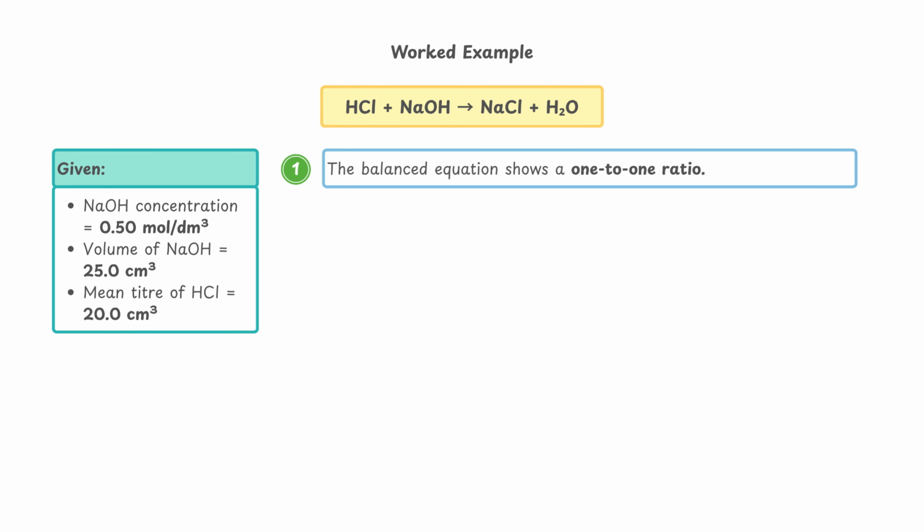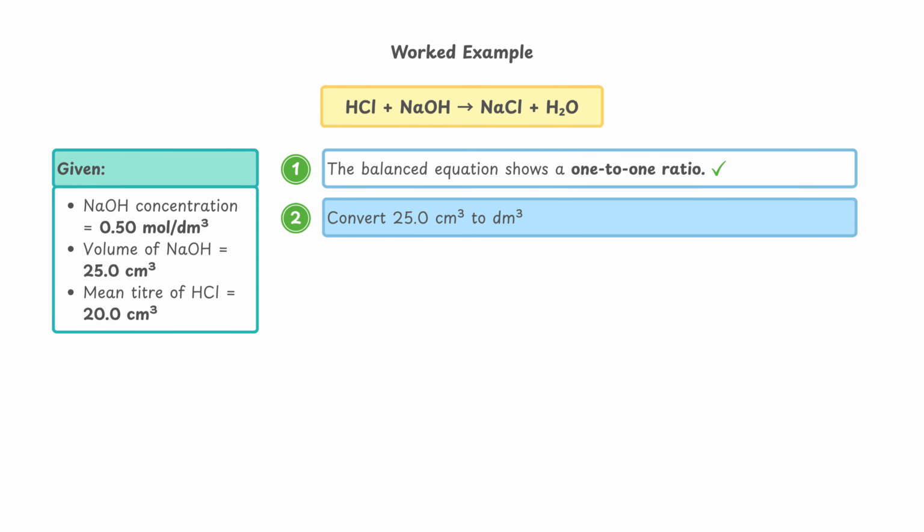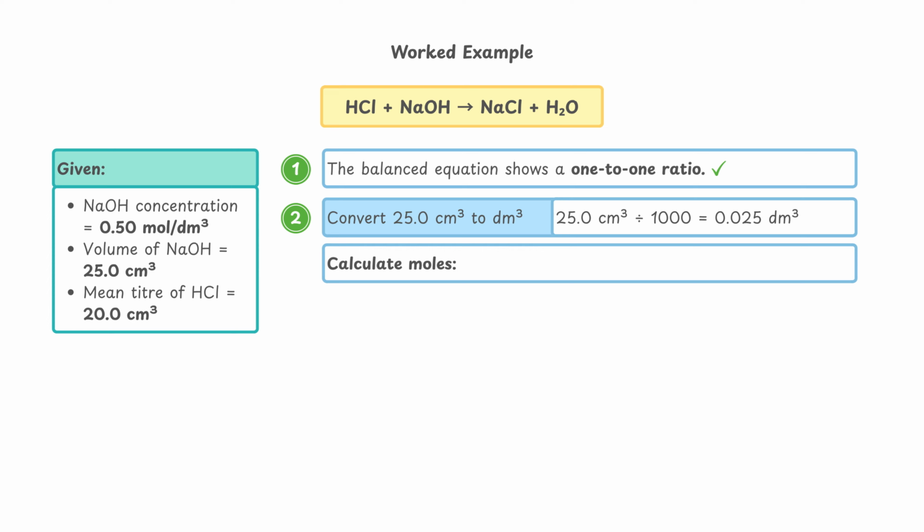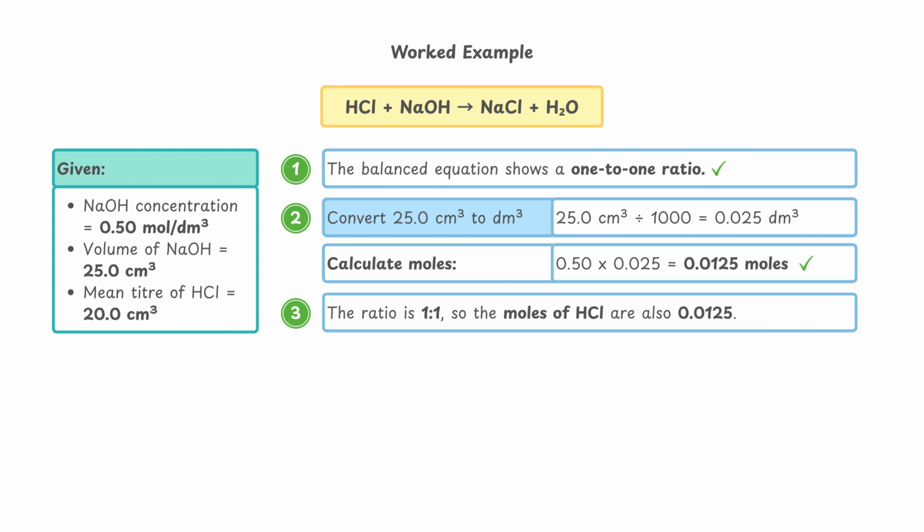Step 1. The balanced equation shows a 1-to-1 ratio. Step 2. Convert 25.0 centimeters cubed to decimeters cubed by dividing by 1,000. That gives 0.025 decimeters cubed. Now calculate the moles. 0.50 multiplied by 0.025 equals 0.0125 moles. Step 3. The ratio is 1-to-1, so the moles of hydrochloric acid are also 0.0125.